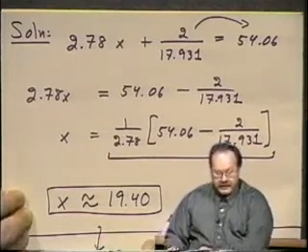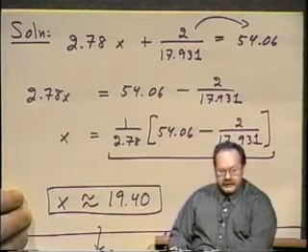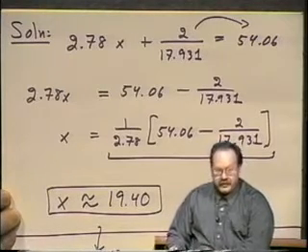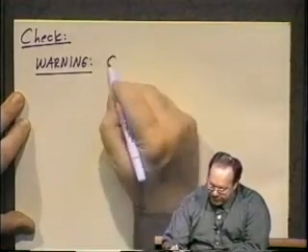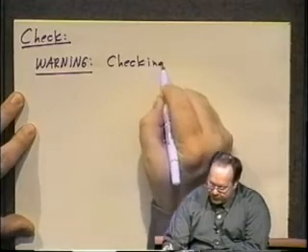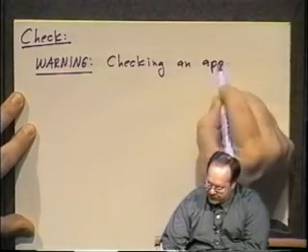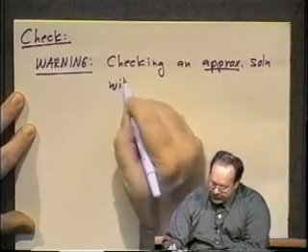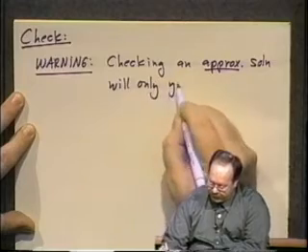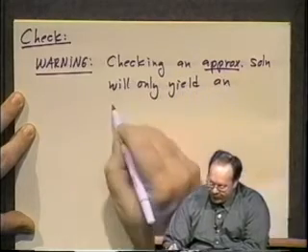Okay, now we're not done with this problem yet. Very important thing we need to do in this, and I need to show you why it works out the way it does. We need to check our answer. So, check. The first thing I will do is give you a warning about checking in this kind of an approximation problem. Warning. Checking an approximate solution will only yield, of course, an approximate equation.